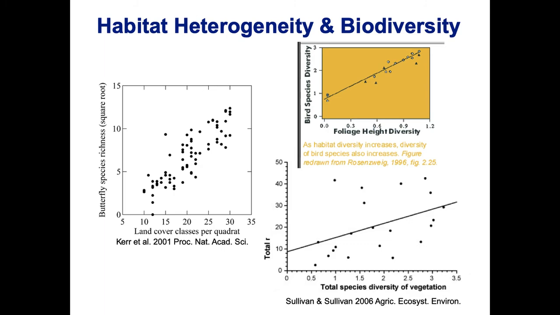This is supported with data as well. We can see butterfly species richness and the number of different land cover classes, which is an index of habitat heterogeneity. And we get the diversity of foliage height. As there are more different heights of plants, we get more species of birds. And diversity of plants relates to diversity of insects.